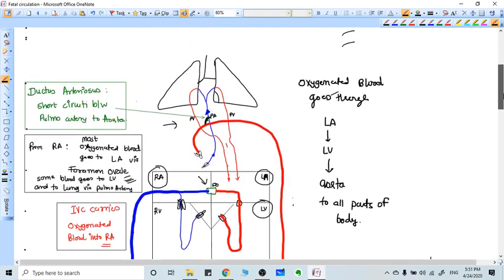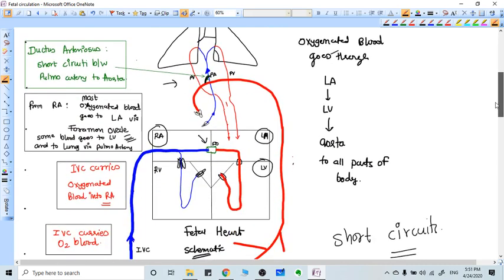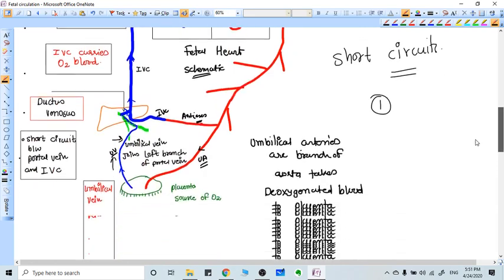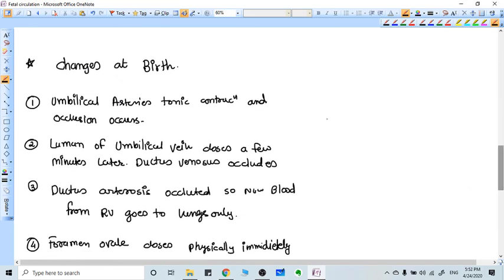So this is how fetal circulation works. Fetal circulation has three short circuits, which you need to remember. The first short circuit is the ductus venosus. The second short circuit is the ductus arteriosus, and the third short circuit is the foramen ovale.